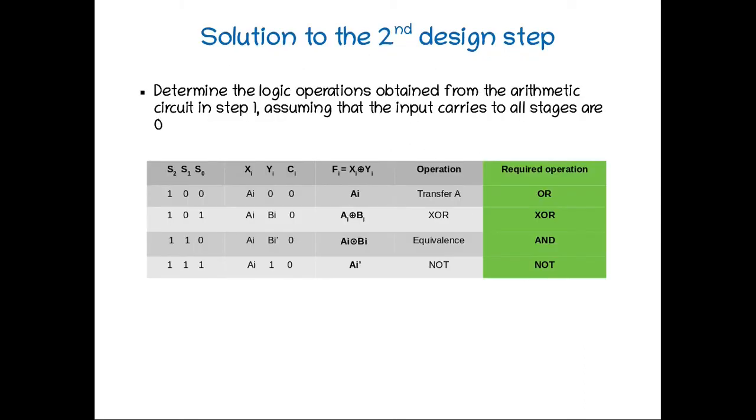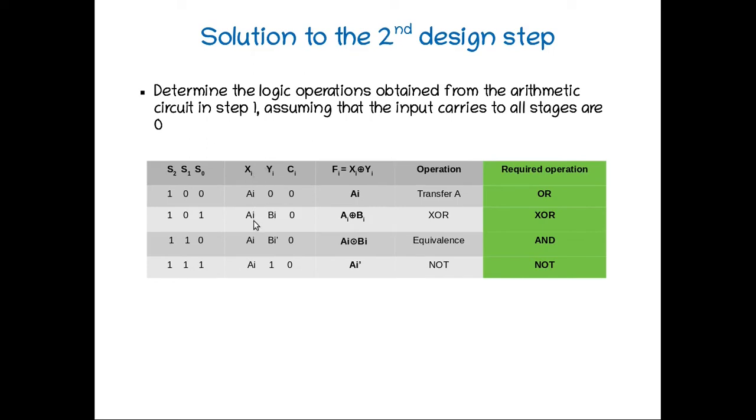And the solution to the second design step: determine the logic operations obtained from the arithmetic circuit in step 1, assuming that the input carries to all stages are 0. So these are our S2, S1, S0. We have made here all ones, then 0, 0, 0, 1, 1, 0, 1, 1.